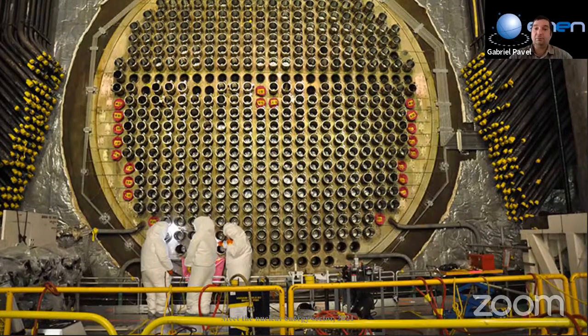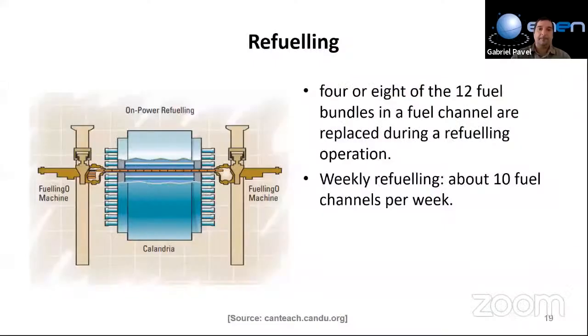So you don't have to shut down the reactor to change the fuel, which is kind of cool because, ideally, you can run the reactor without any stop. In reality, it's not like this, because you also need some normal checks, operational shutdowns, where you check that things are working properly and so on.